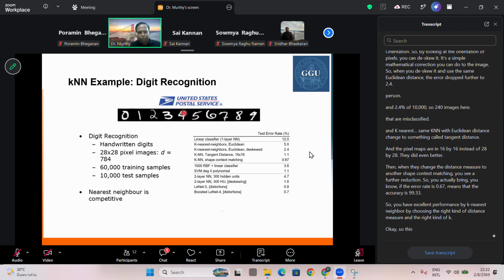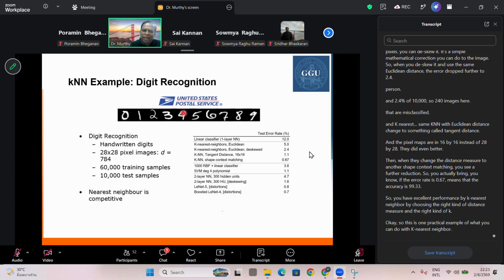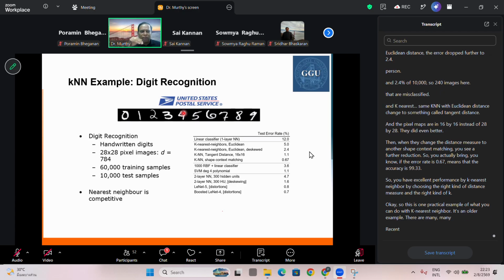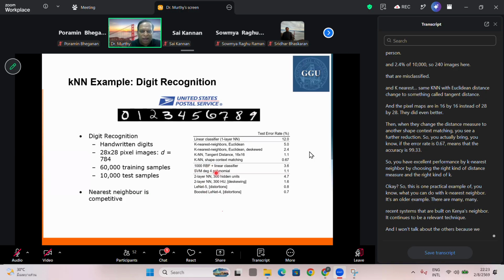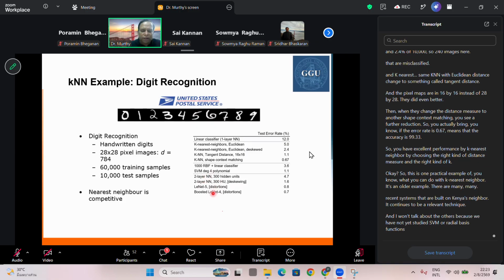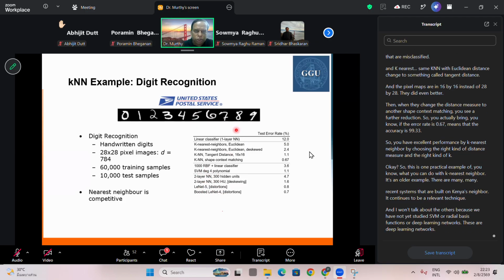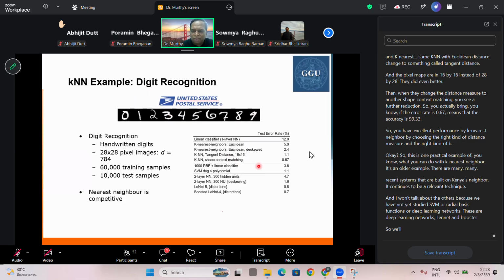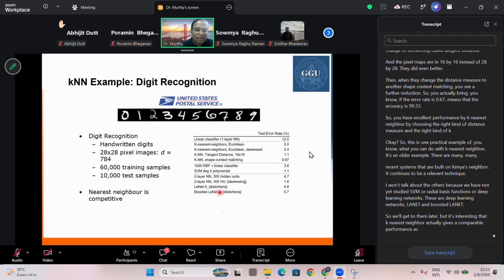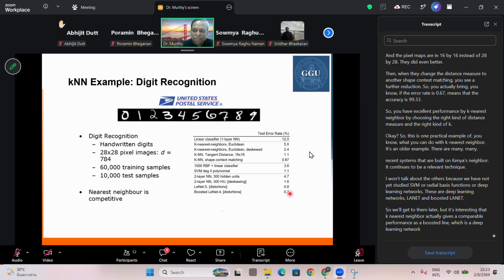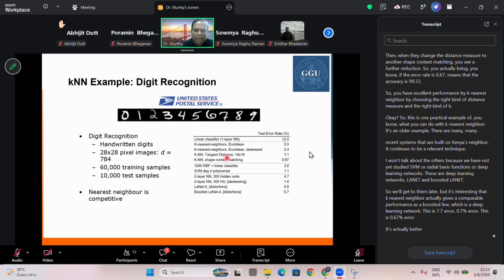Okay. So this is one practical example of what you can do with K nearest neighbor. It's an older example. There are many recent systems that are built on K nearest neighbor. It continues to be a relevant technique. I won't talk about the others because we have not yet studied SVM or radial basis functions or deep learning networks. These are deep learning networks, LeNet and boosted LeNet. So we'll get to them later. But it's interesting that K nearest neighbor actually gives comparable performance to boosted LeNet, which is a deep learning network. This is 0.7% error. This is 0.67% error. It's actually better than that. So KNN does well here.